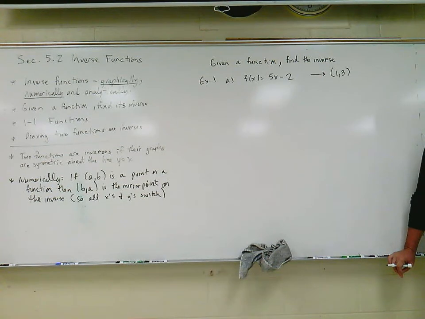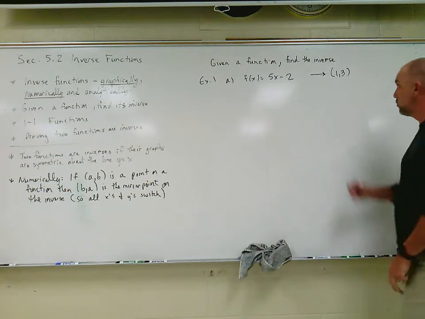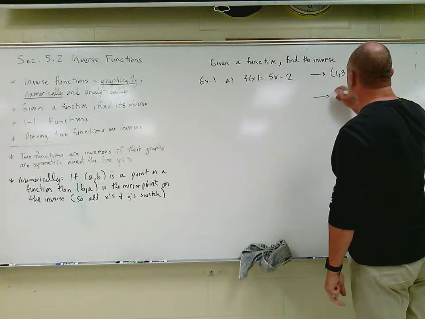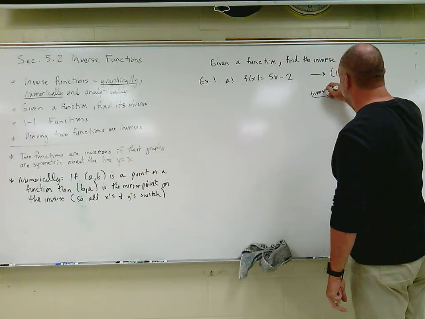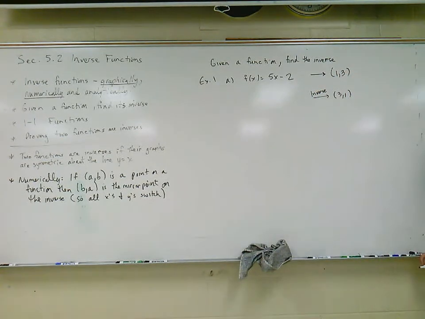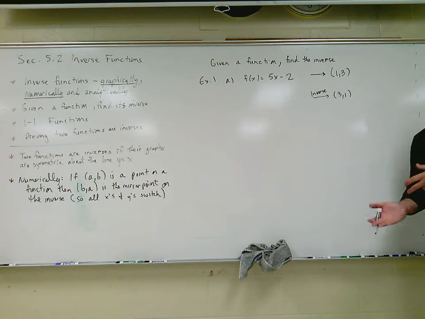I want to make sure you remember what happens between a function and its inverse. 3 and 1. Whatever we get, the other graph should have the point 3, 1 on the inverse. So what is it that happens with x and y? They switch. And that's how we're going to find the other function.